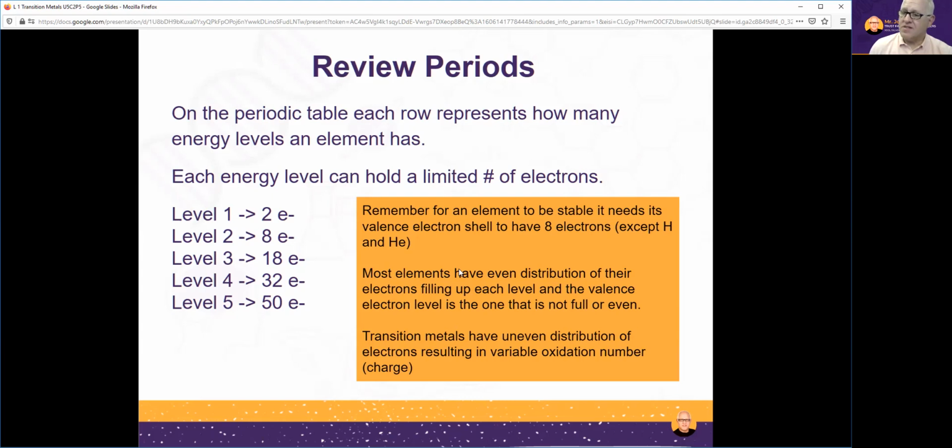And remember, for an element to be stable, it needs to have a valence electron shell that has 8 electrons, except of course for helium and hydrogen. They only need to have 2. Most elements have an even distribution of their electrons filling up each level, and the valence electron is the one that is not full or even. Transition metals have an uneven distribution of electrons, resulting in variable oxidation numbers or their charge. You might want to add this onto your notes. And of course, these slides are posted on your Google Classroom, so you can go back and review them.